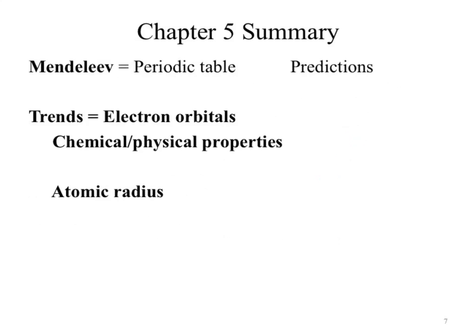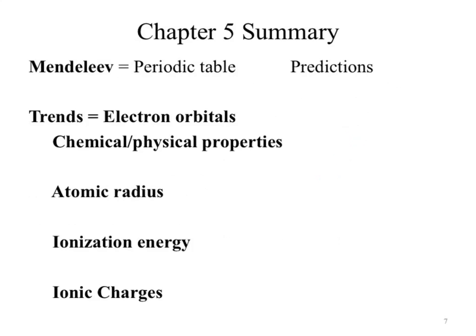Atomic radius, okay, we talked about atomic radius and the trends that we would see within our periodic table. You need to know those trends. Ionization energy, you also need to know, again with the trends. Last one would be ionic charges.